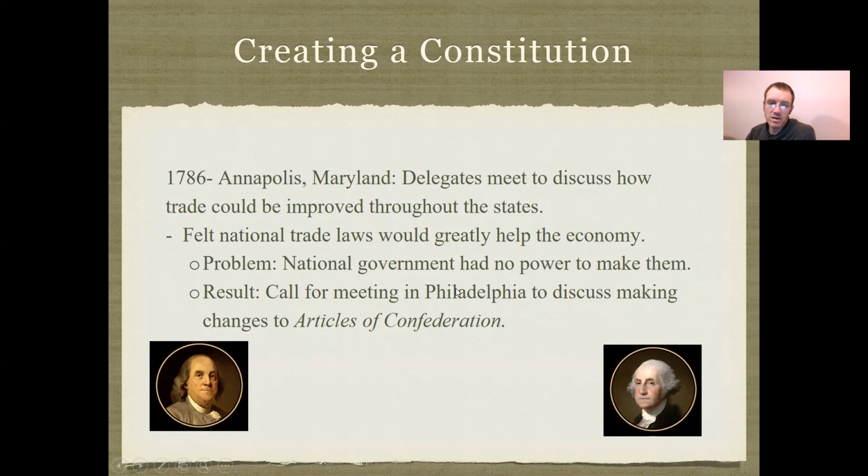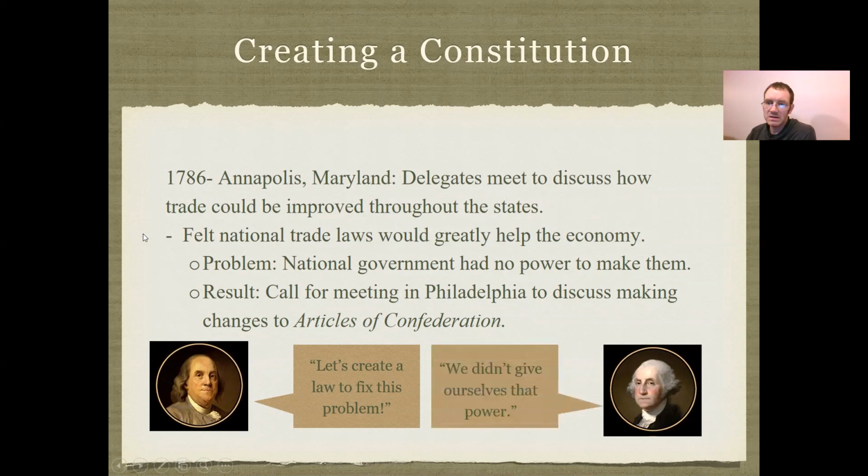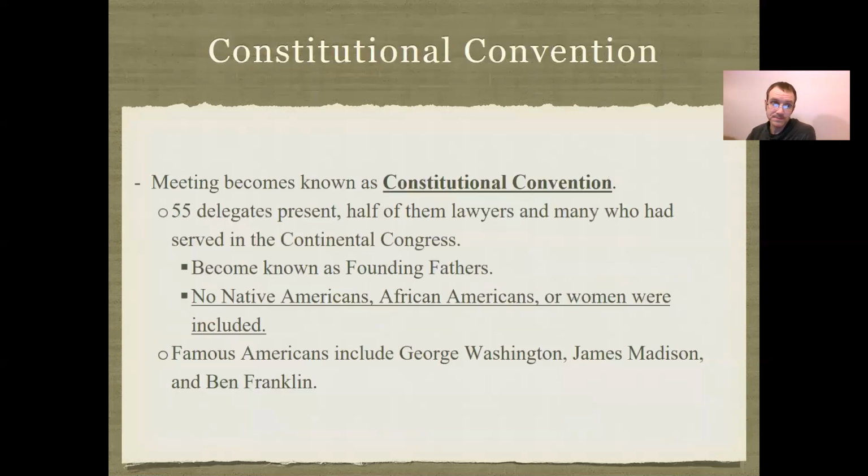And so, let's imagine that Ben Franklin and George Washington are there, and Franklin's like, hey, let's create a law, fix this problem with trade. And Washington's like, we didn't really give ourselves the power to make laws on trade. The problem was the national government had no power to make trade laws. That wasn't in the Articles of Confederation. So a lot of the founding fathers and others get together and say, all right, let's meet in Philadelphia. Let's discuss the Articles of Confederation. Let's see if we can make some changes that'll help.